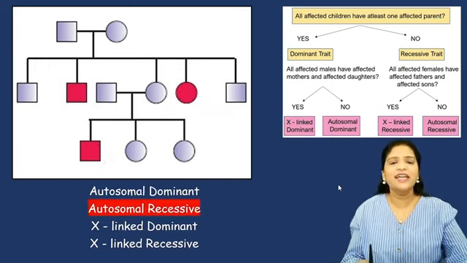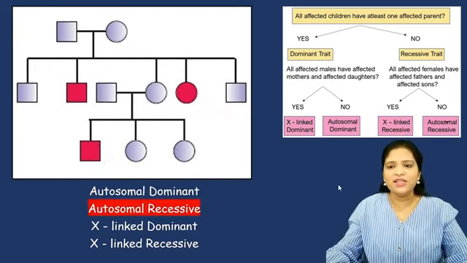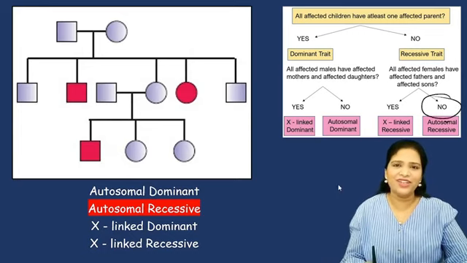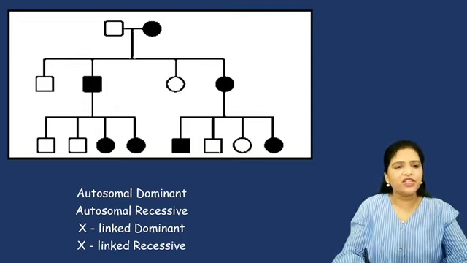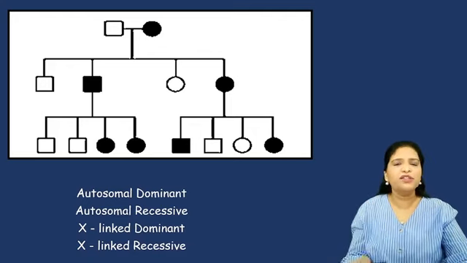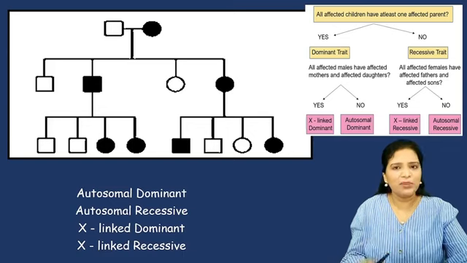This is an autosomal recessive type of inheritance. Fine. Let us move on to one more example. Look at this picture. In this picture, you could see a small difference. So what is that? First, let us apply the formula.